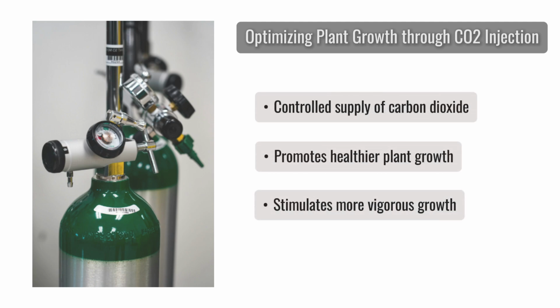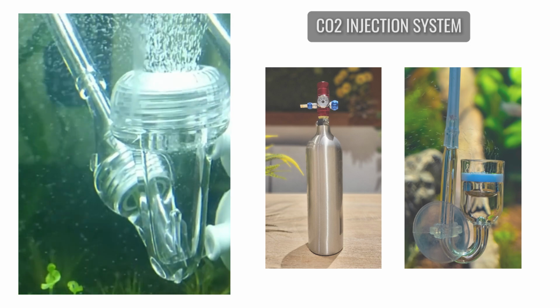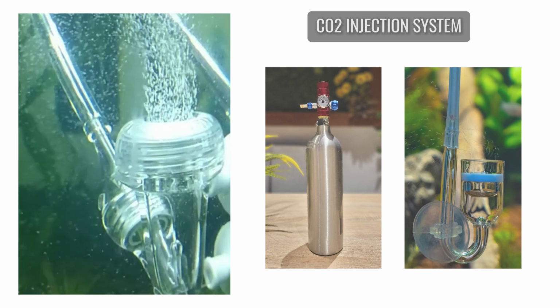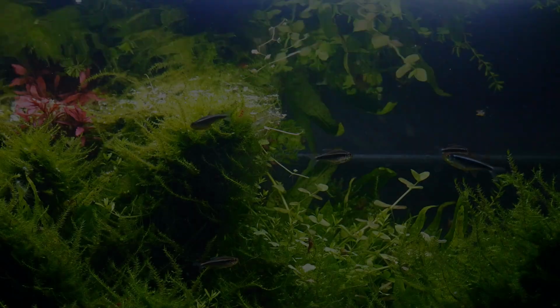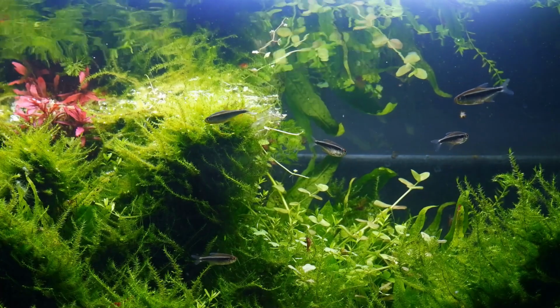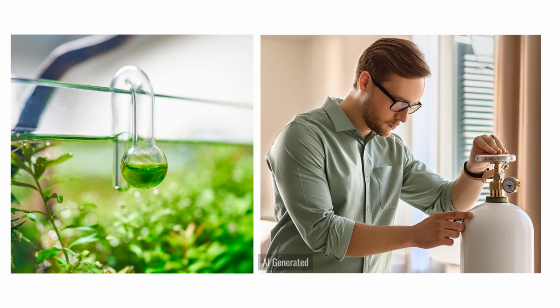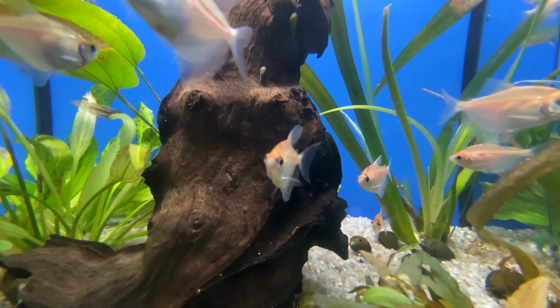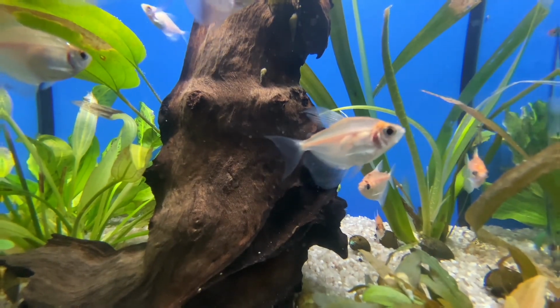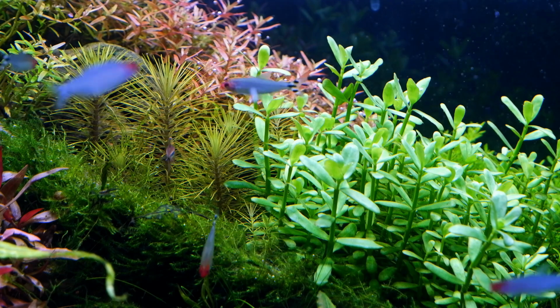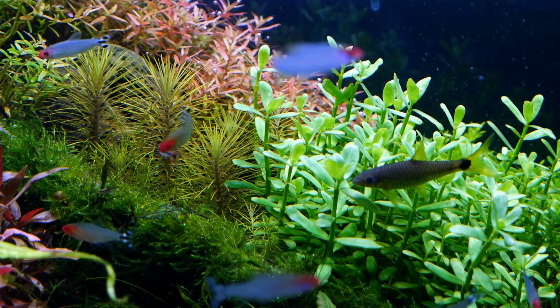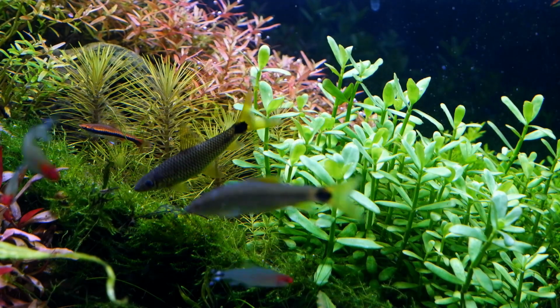CO2 injection addresses this by providing a controlled supply of carbon dioxide, promoting healthier and more vigorous plant growth. Aquarists typically use CO2 injection systems that diffuse CO2 gas into the water column, ensuring that plants have access to an adequate carbon source for optimal growth. Proper monitoring and adjustment of CO2 levels are essential to prevent overdosing, which can harm fish and other aquatic organisms. Overall, CO2 injection is a valuable tool for maintaining a thriving planted aquarium ecosystem.